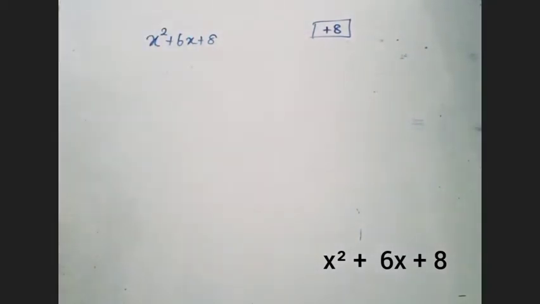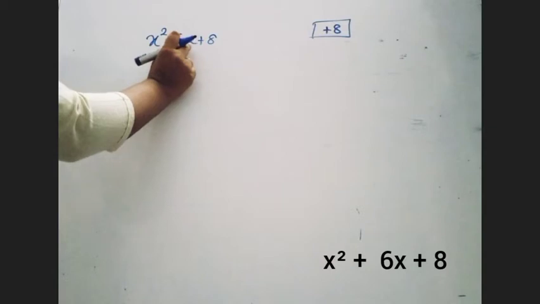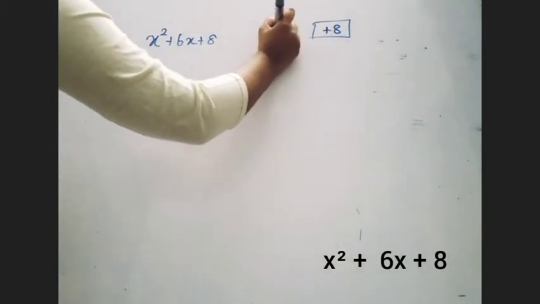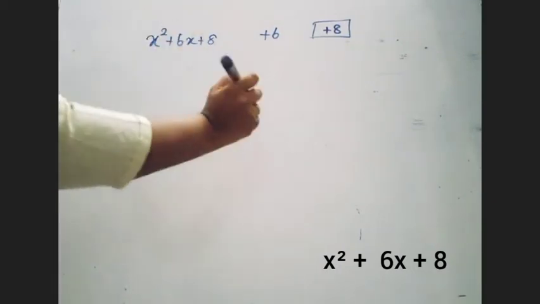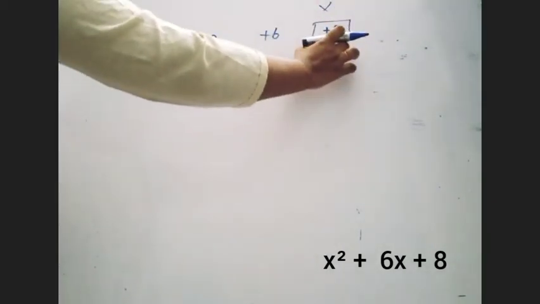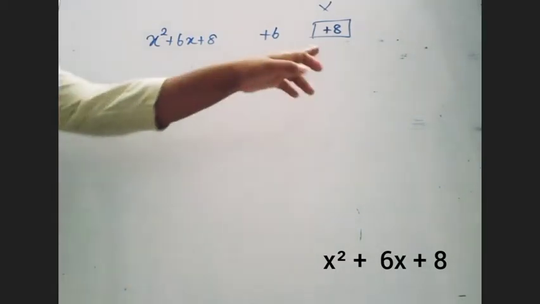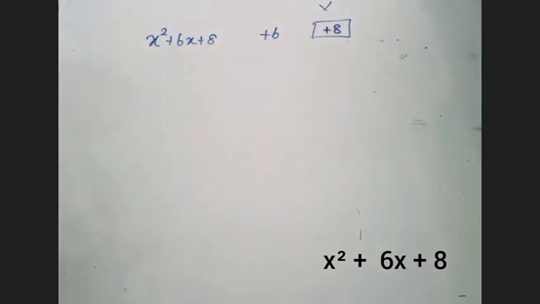Then the second step is to get the coefficient of the middle term, which is positive 6. So when you multiply, you are supposed to get positive 8. So we are going to write this positive 8 as a product of two numbers first.